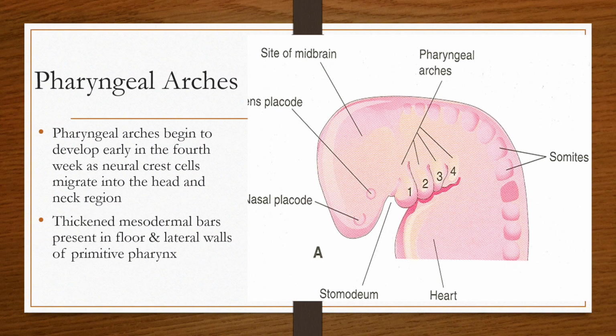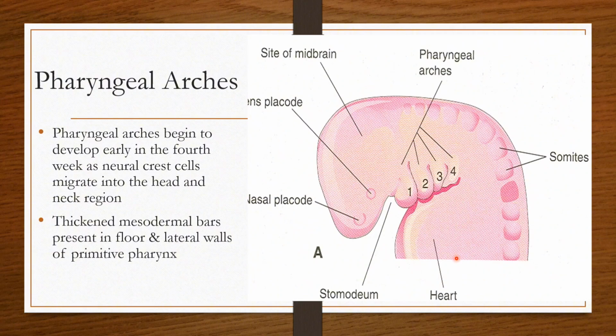So look at this diagram. This is the embryo from the fourth week of development. Here you can see the development of pharyngeal arches. The first, second, third and fourth pharyngeal arch is present, and this is the area of the stomodium which will form part of the oral cavity. This one is the lens placode and the nasal placode, and here you can see the area of the developing heart.